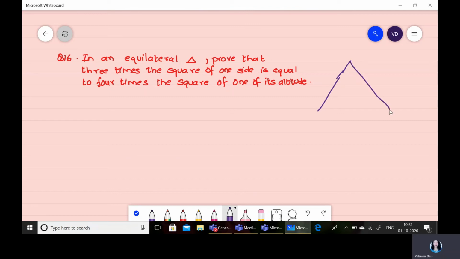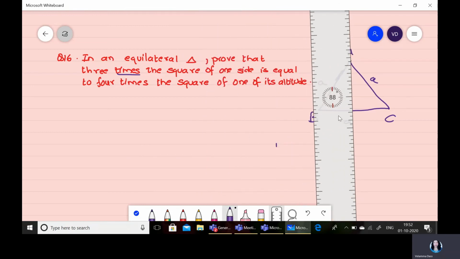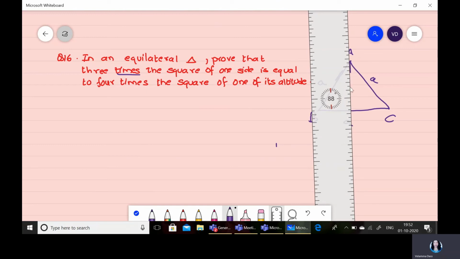I have taken equilateral triangle ABC. Let's assume ABC is an equilateral triangle. We have to prove that 3 times the square of any one side, so again, for an equilateral triangle just assume a letter so it becomes easy. Here it is said 3 times the square of any one side, that is A square. So 3 into A square is equal to 4 times the square of the altitude. So we require the altitude. We can take the scale and draw the altitude here. So the altitude is ready.